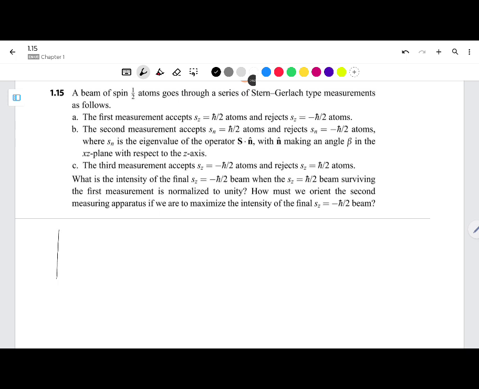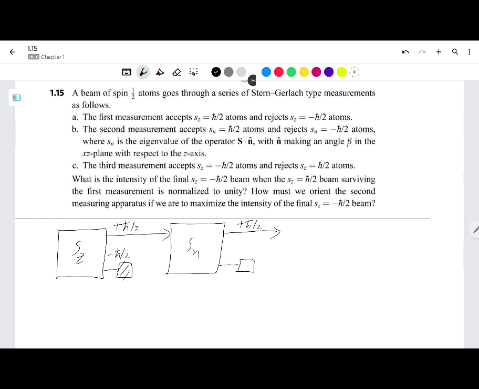Say this is Sz, these are plus ħ/2, minus ħ/2. This is blocked. Again, this is moving forward. What does it say? Second measurement accepts Sn equals plus ħ/2 atoms and rejects this one.